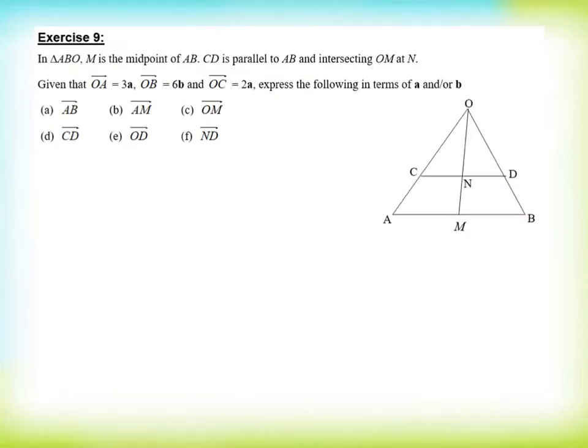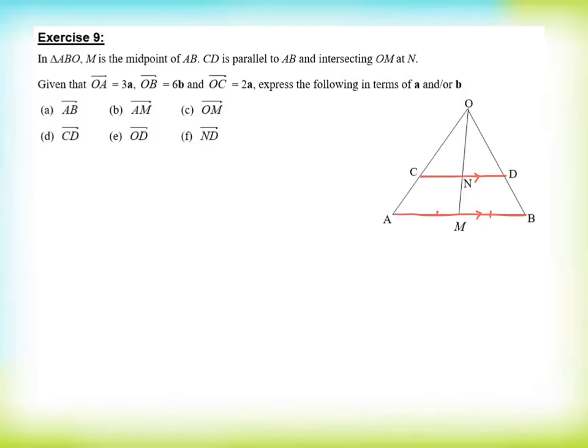Up next, exercise 9. In triangle ABO, N is the midpoint of the line AB. So it cuts this into 2 equal halves. It tells me that CD is parallel to AB. If this is the case, we know that we have a pair of similar triangles. OCD will be similar to the triangle OAB. Now that's just a side note.